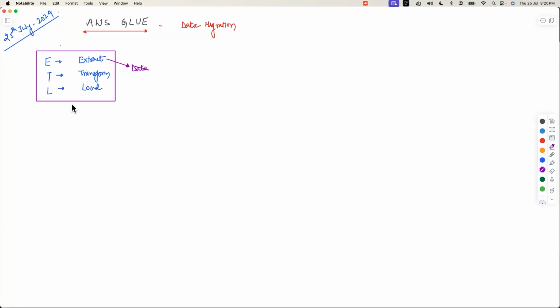So this AWS Glue service provides you a fully managed offering from AWS to do this task. Correct? So AWS Glue is a managed extract, transform, and load service by AWS. Correct? Where is it used?